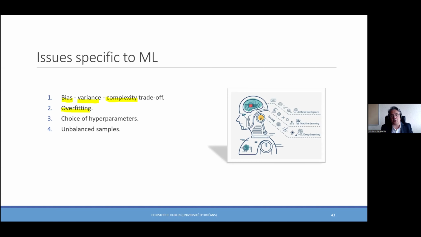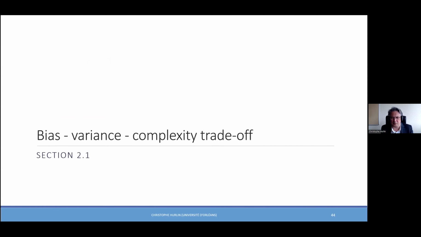So a way to control for this overfitting issue is to choose some optimal values for the hyperparameters. And for that, we will use a cross-validation technique. I will not discuss the unbalanced sample, sorry, this is a typo.